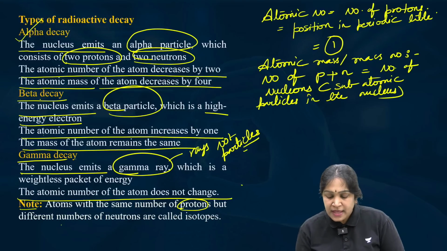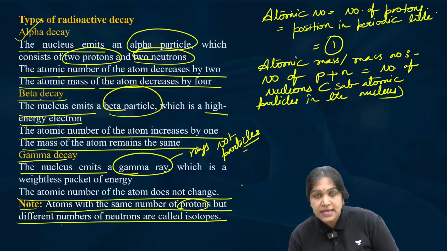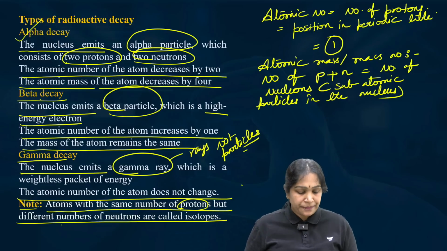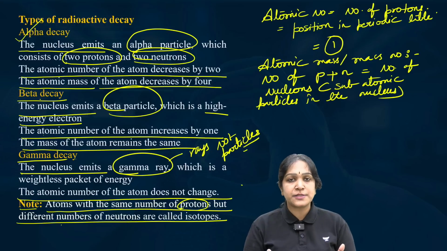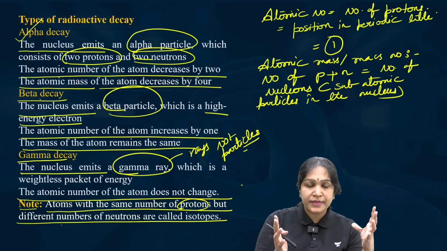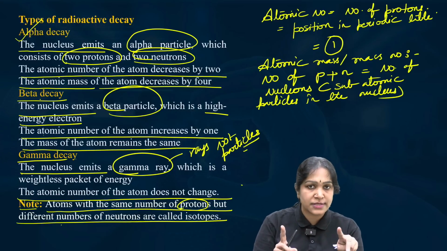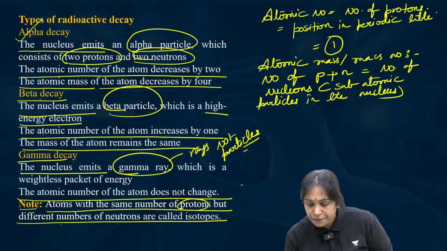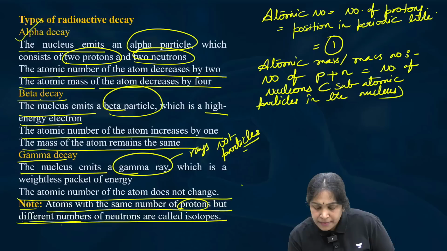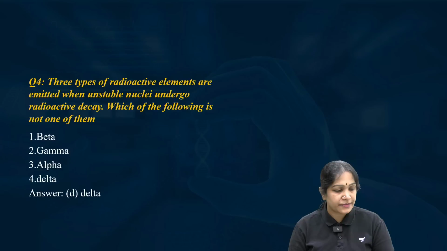Okay, note. The atoms with the same number of protons but different number of neutrons are called isotopes. Okay, that is just a miscellaneous point I have provided here, that is the isotope definition. So what are isotopes? Two atoms having the same atomic number, I mean the same number of protons but different number of neutrons are called isotopes, right?